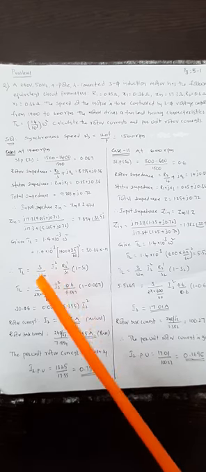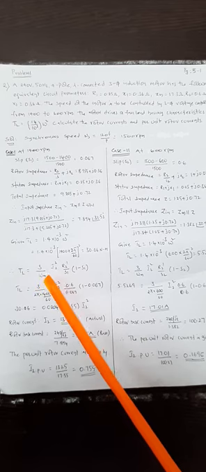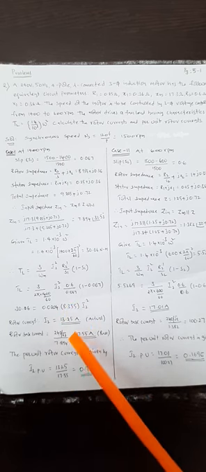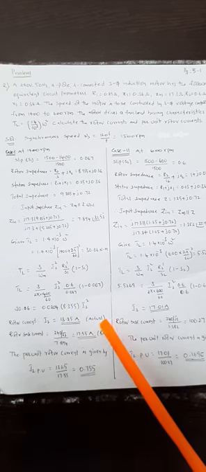So this is the expression. It's the omega m, not omega ms. So substituting all the values, you will have the rotor current I2 equal to 13.25 amperes. This is the actual current.